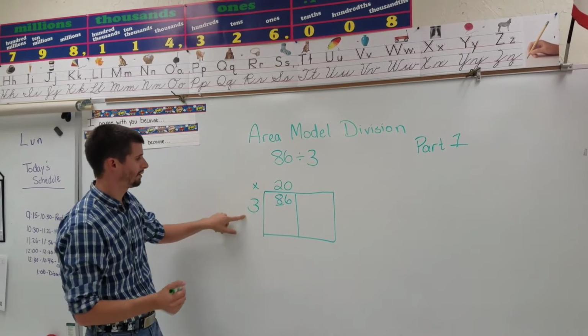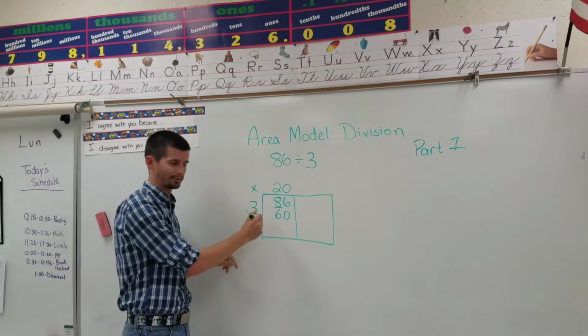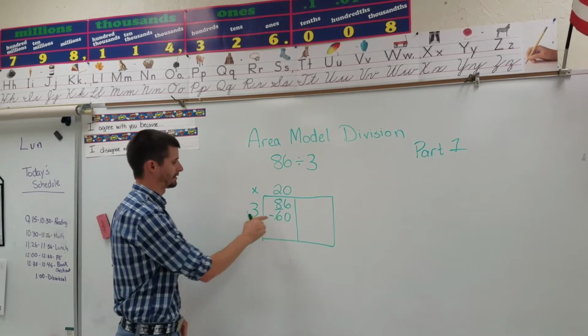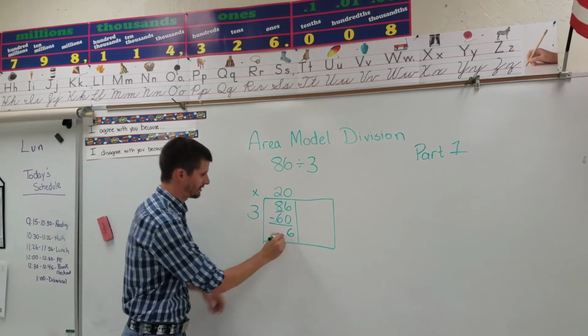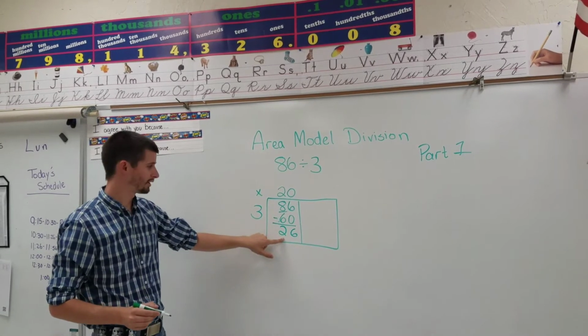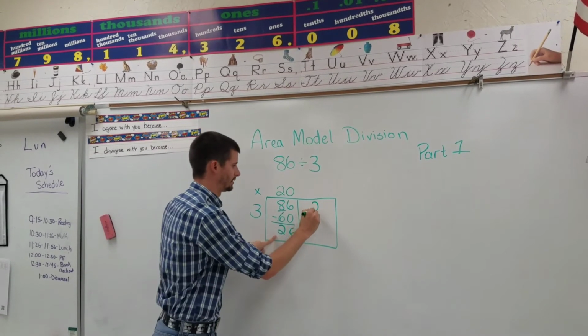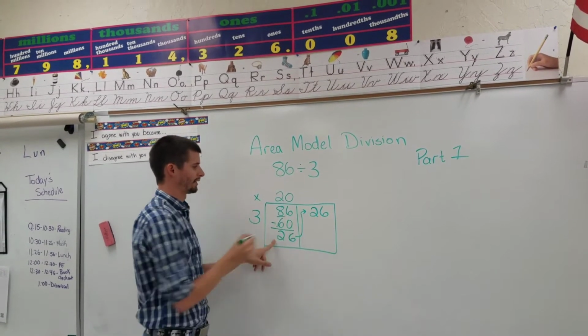So 20 multiplied by 3, that would be 60. 2 times 3 is 6, with the 1 zero. So now I have 60, and I'm going to subtract 60 from 86. So I'm going to do 6 minus 0 is 6. 8 minus 6 would be 2. So now I have 26, and I'm going to move that into my next box. I'm going to move it right over here.